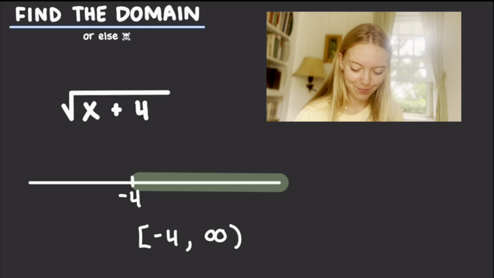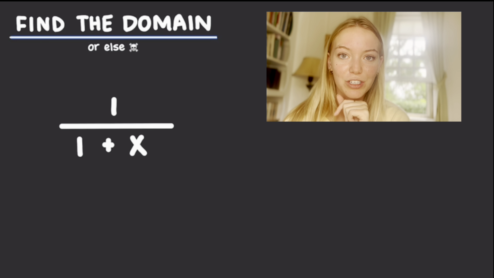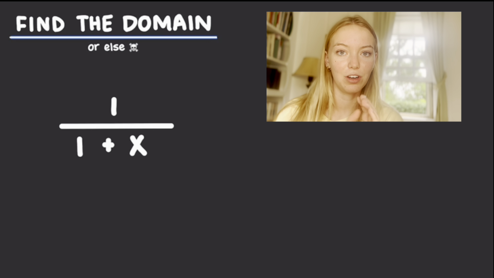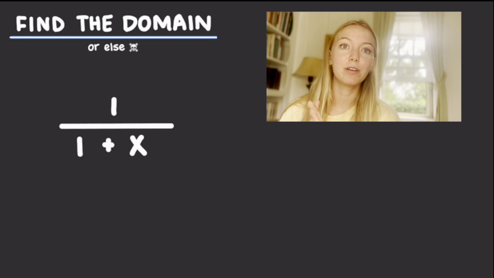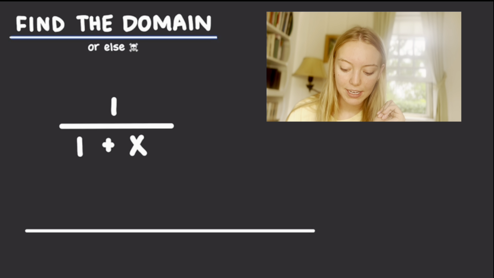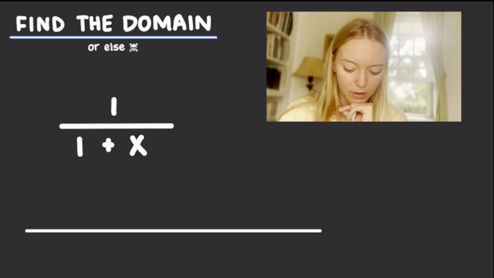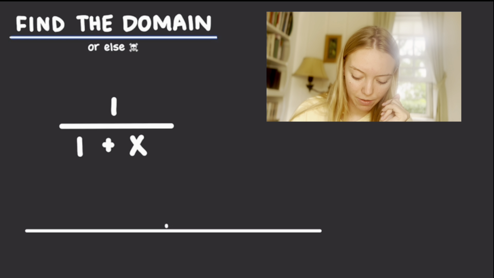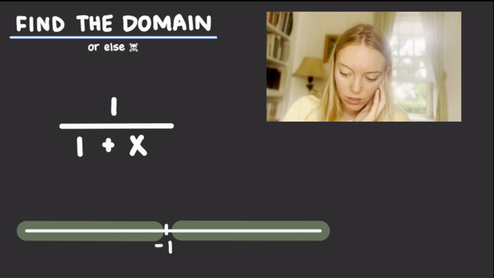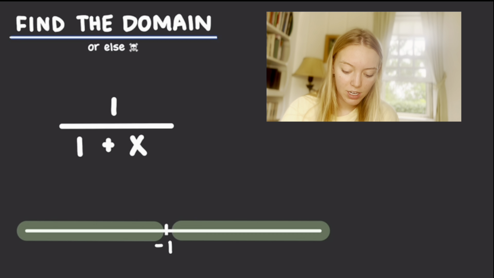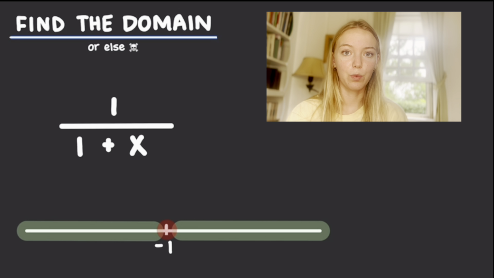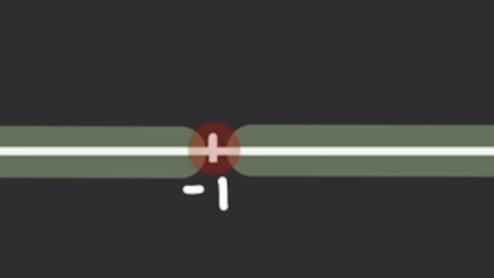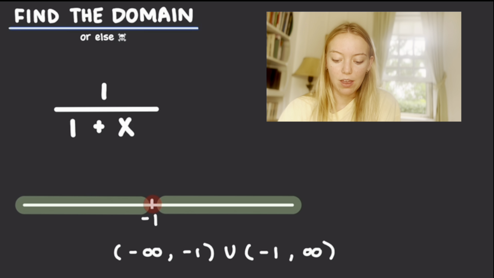Let's try another example. We need to identify what kind of problems this function is going to have. In this case, it's a fraction, and we cannot have a 0 in the denominator of a fraction. So first step, draw your number line and then identify where the problem area is. The denominator cannot be 0. What x value makes this denominator 0? Well, it's going to be -1. So the only thing that doesn't work for this function is if x is -1, because it's going to give us a 0 in the denominator. So that's going to be the domain for this problem.